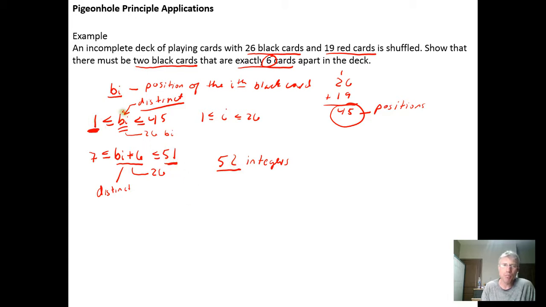That tells me that there exist indices i and j such that one of the b sub i's is going to equal b sub j plus 6. If I subtract b sub j from both sides, I get b sub i minus b sub j equals 6. And if the difference between those two positions in the deck is 6, that means the ith card and the jth card are 6 units apart from each other, which is what we were trying to show.